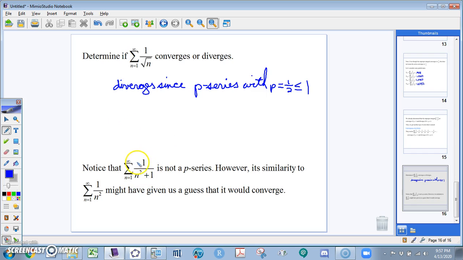However, the one we were dealing with that had the arctangent, the 1 divided by n squared plus 1, is not exactly a p-series because of that plus 1. But it's definitely similar enough to the p-series 1 divided by n squared that I might have made a guess that it would converge, because this p-series has p greater than 1. So it gives us a little bit of a sense, but unless it's exactly written as a p-series, we'll have to use something else, such as the integral test.